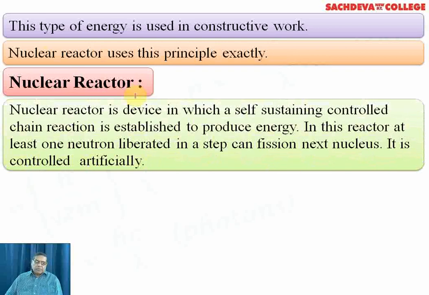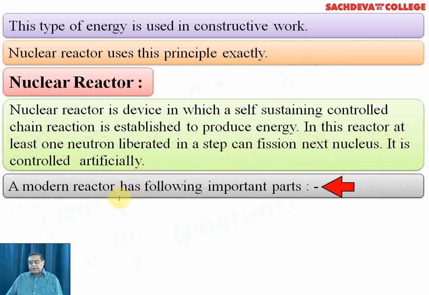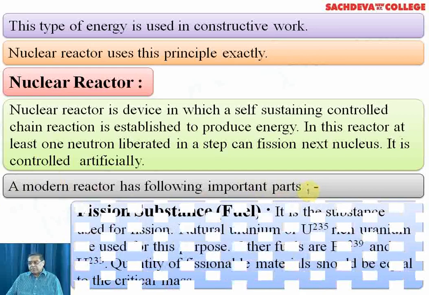So in the main context we come to this: the nuclear reactor is a device in which a self-sustaining controlled chain reaction is established to produce energy, which is used for any useful purpose. In this reactor, at least one neutron liberated in a step can fission the next nucleus, and it is controlled artificially. A modern reactor has the following important parts, which I have already described.